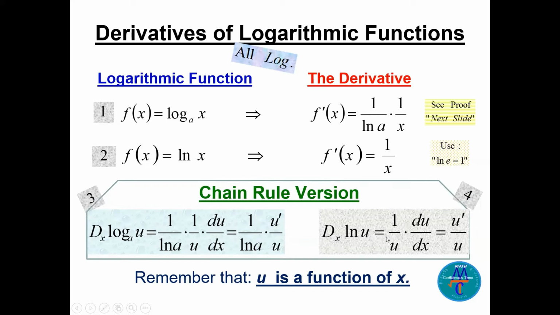Now this one is easier. ln of u. So the base here is e. Here the base is a. So it will be 1 over u, you see, because 1 over ln of e is 1 times du over dx. So directly when you have the function ln of u, you can go u prime over u. You find the derivative of the u divided by u itself. That's very nice, number 4. Again, the derivative of ln of u will be u prime divided by u.